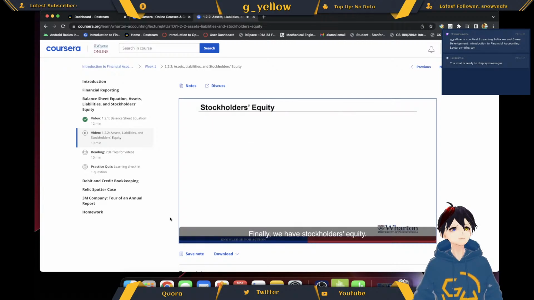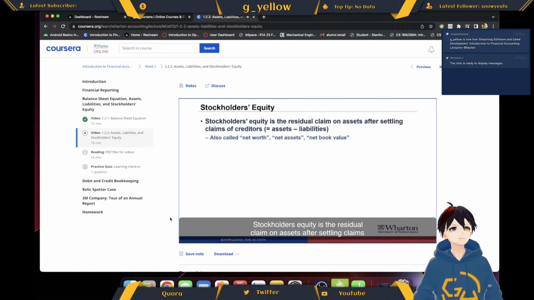Finally, we have stockholders' equity. Stockholders' equity is the residual claim on assets after settling claims of creditors. In other words, it's assets minus liabilities. A lot of synonyms for this. It's also called shareholders' equity, owner's equity, net worth, net assets, net book value. Unlike assets or liabilities, there are not two criteria for how to measure stockholders' equity, because if you measure all your assets correctly and you measure all your liabilities correctly, stockholders' equity is whatever's left over.